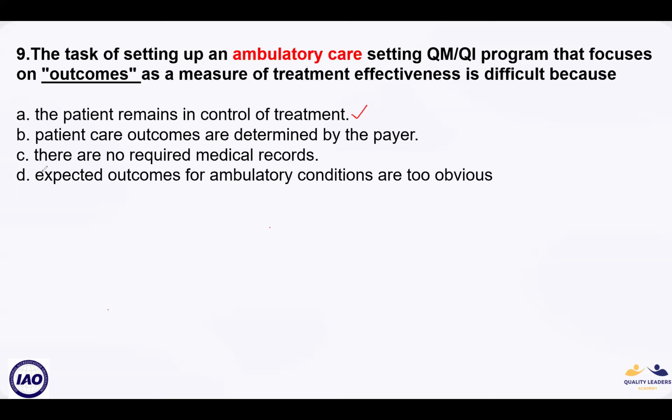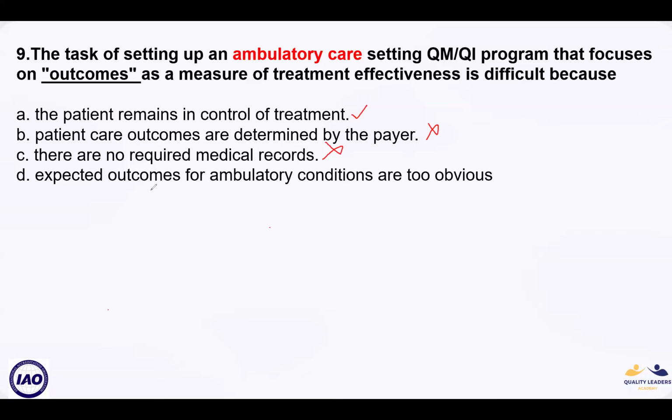Now, option B, patient care outcomes are determined by the payer. No, payers or insurances will reimburse. They don't determine the clinical outcome. So this is wrong. Now, option C, there are no required medical records. This is also wrong because even OPD does have the medical records. So this is a wrong premise.